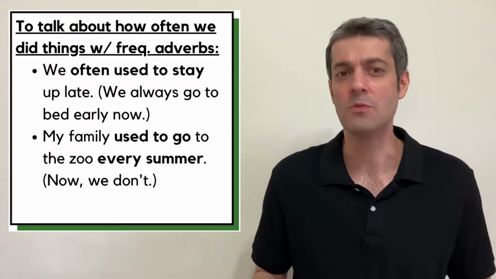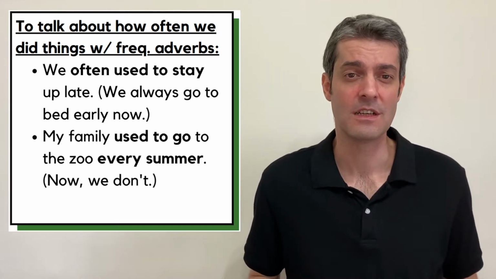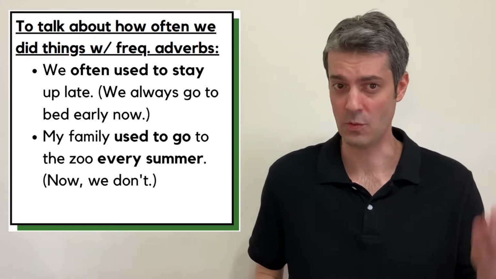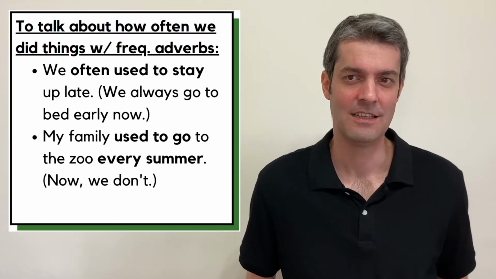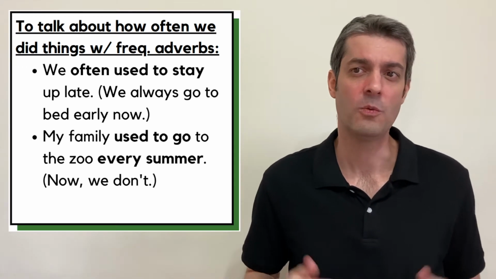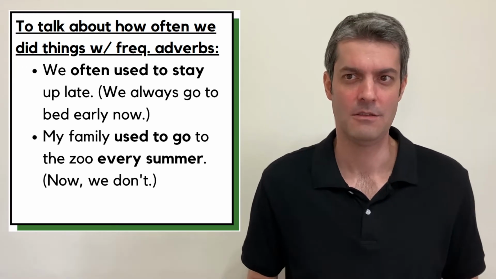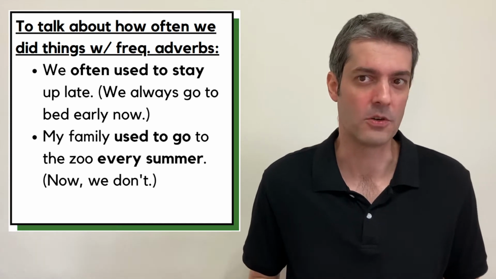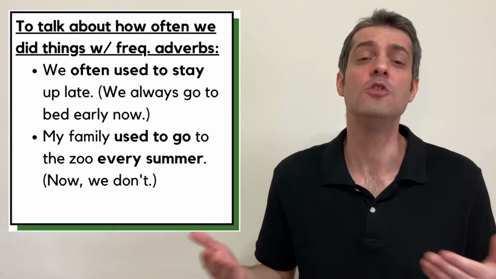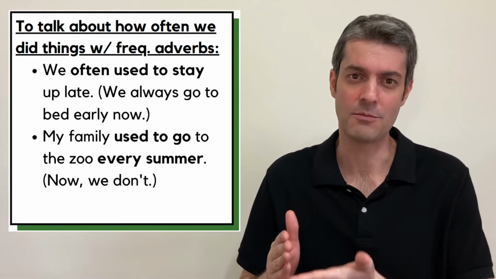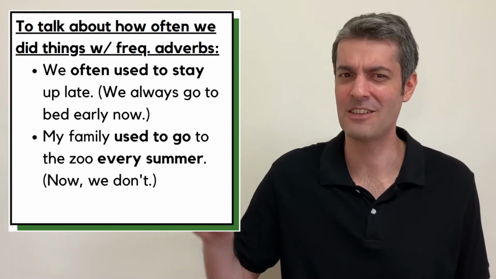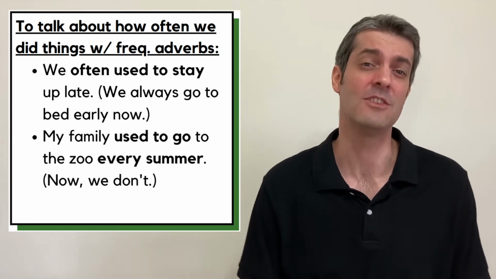We use used to with frequency adverbs to talk about how often we did things in the past. Two examples are, we often used to stay up late, now we always go to bed early, and my family used to go to the zoo every summer. Now the kids are getting bigger and they don't feel it's so interesting.